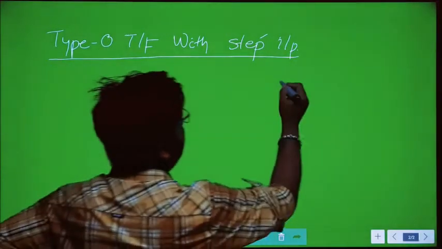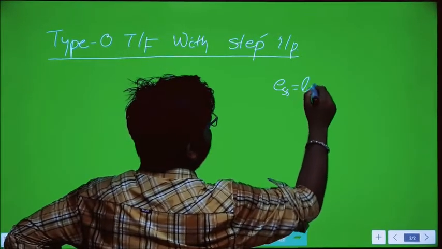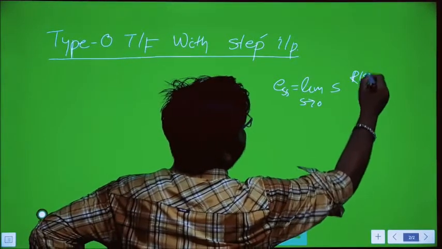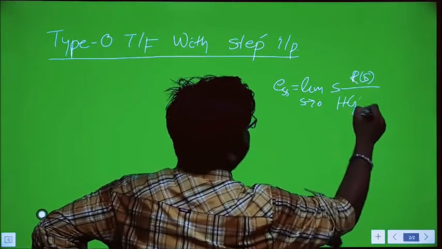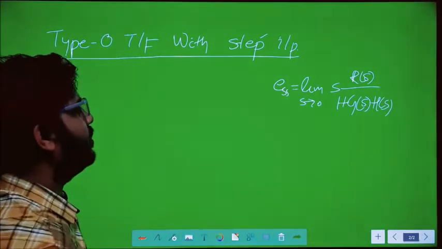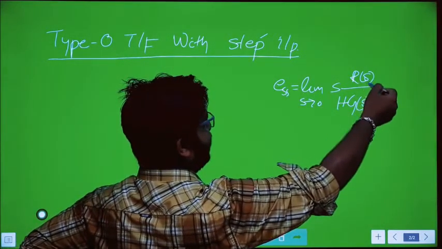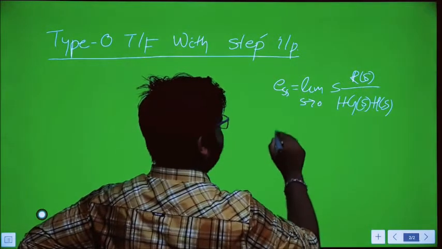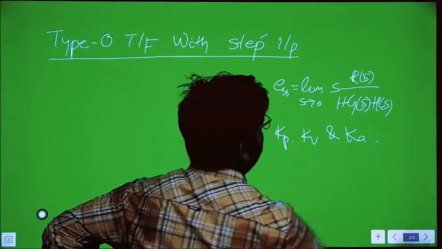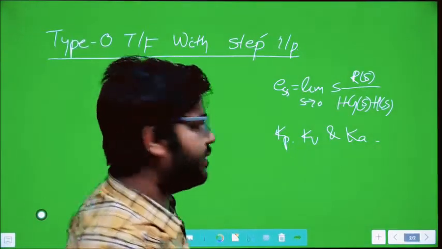We have seen this formula, that is ESS is nothing but limit s tends to 0 of s R(s) divided by 1 plus G(s) H(s). By replacing this R(s) by 1 by s, 1 by s square and 1 by s cube, we found out these three things, Kp, Kv and Ka. If you have not understood these things, go back to the previous video and understand.